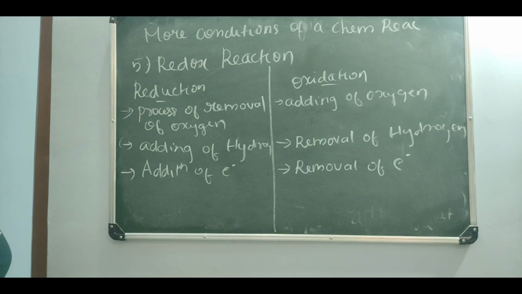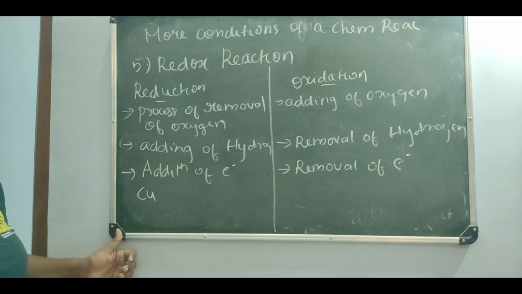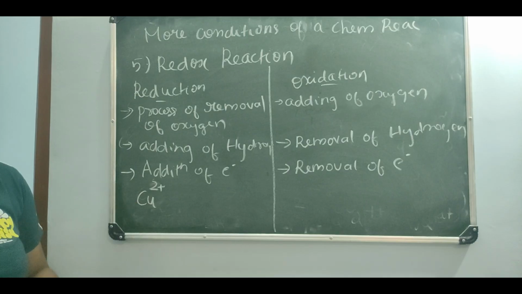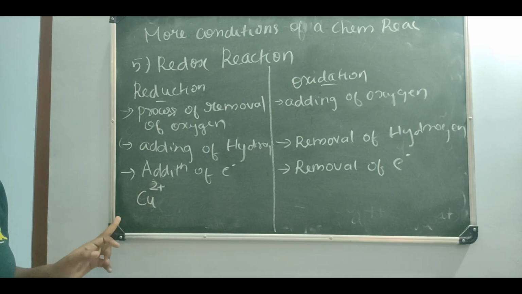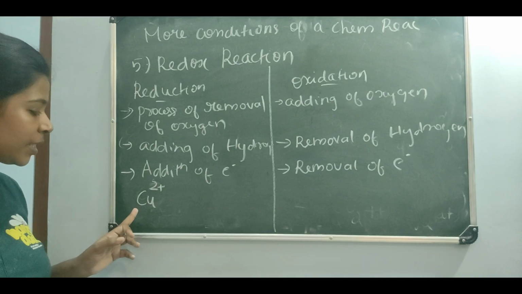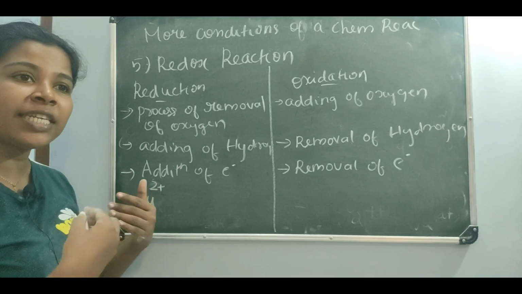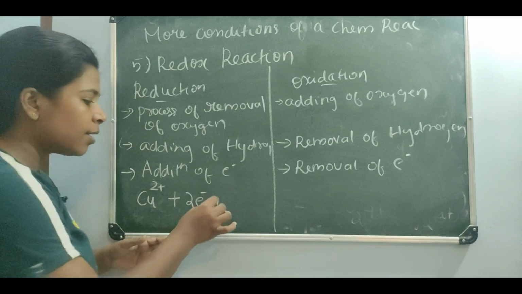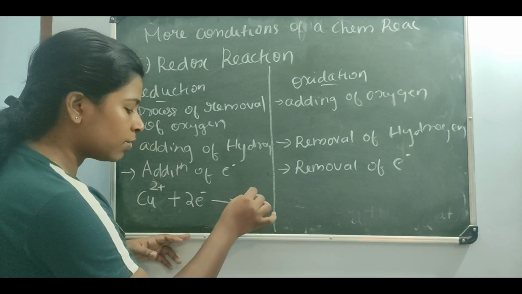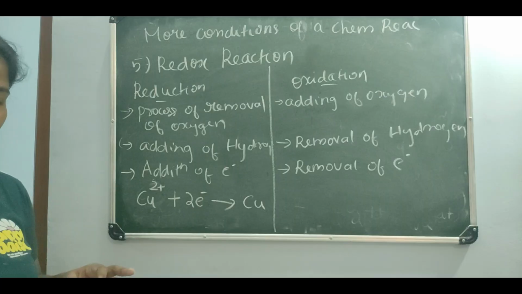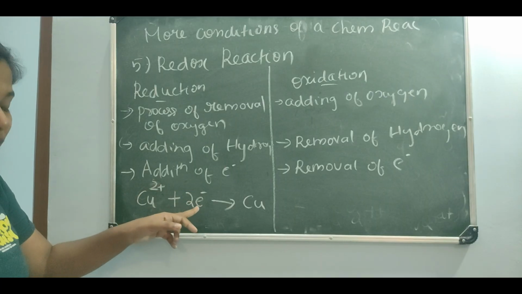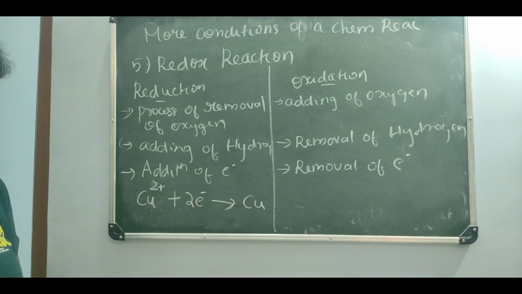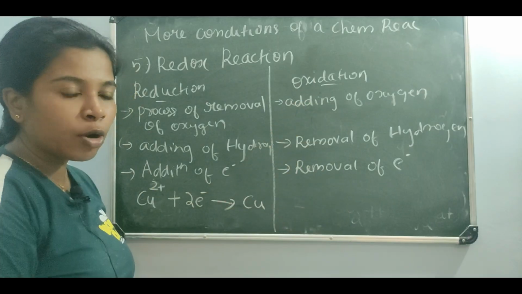Okay, for example, see, a copper ion. Copper ion means Cu2+. This is not a copper atom. Copper atom is stable. This is a copper ion. 2+ represents that it has lost 2 electrons. If I am giving 2 electrons to this copper ion, then I will get a copper atom. See, here addition of electron is happening. Then this is a reduction reaction.